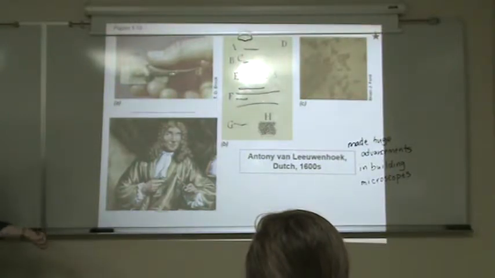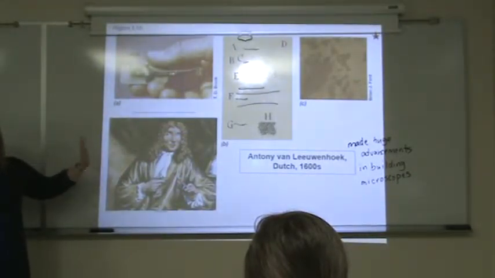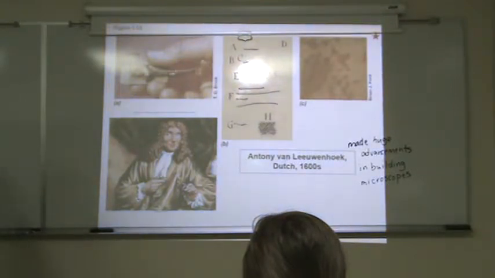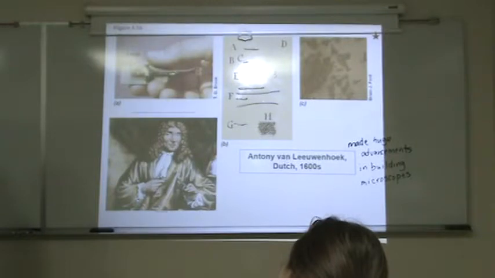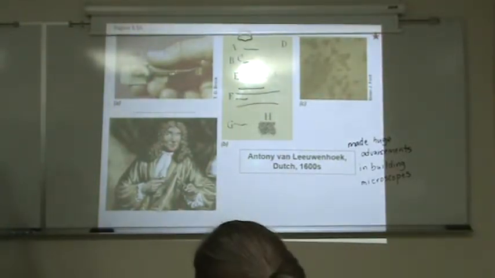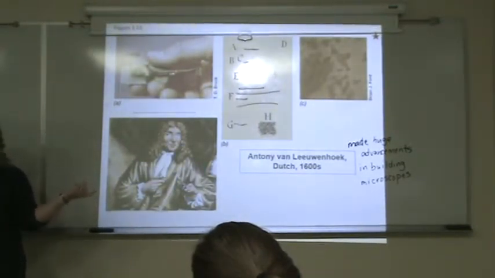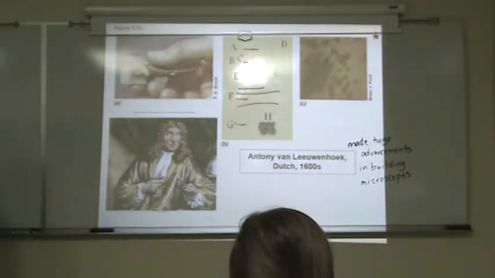Leeuwenhoek started using microscopes. Anybody read why he even wanted to use a microscope in the first place? This is hilarious to me every time. So he had a weaving business. He was a cloth merchant, and he needed a better way to do thread count. Like when you buy sheets and they have a high thread count because the threads are thinner and then they feel better. He wanted to look at thread count. And he made better microscopes to help him look at thread count. And then he was just a curious guy, and he kept going and started looking at other things.